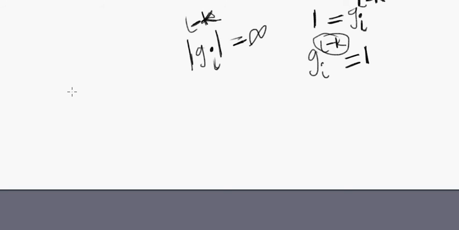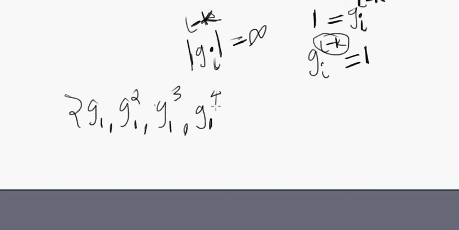the set g_1, g_1 squared, g_1 cubed, g_1 to the 4, and so on and so forth, right? All the way till g_1 to the order of g, and so on and so forth, right?